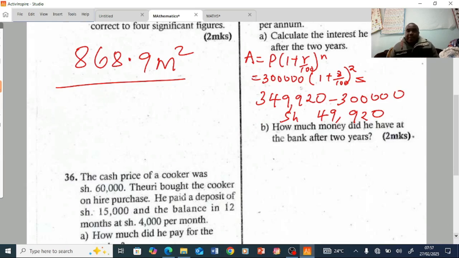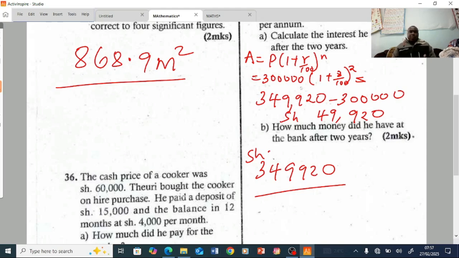How much money did he have at the bank after 2 years? After 2 years, he will have the total amount, that is 349,920 shillings. You have already calculated that, so there's no need of repeating.